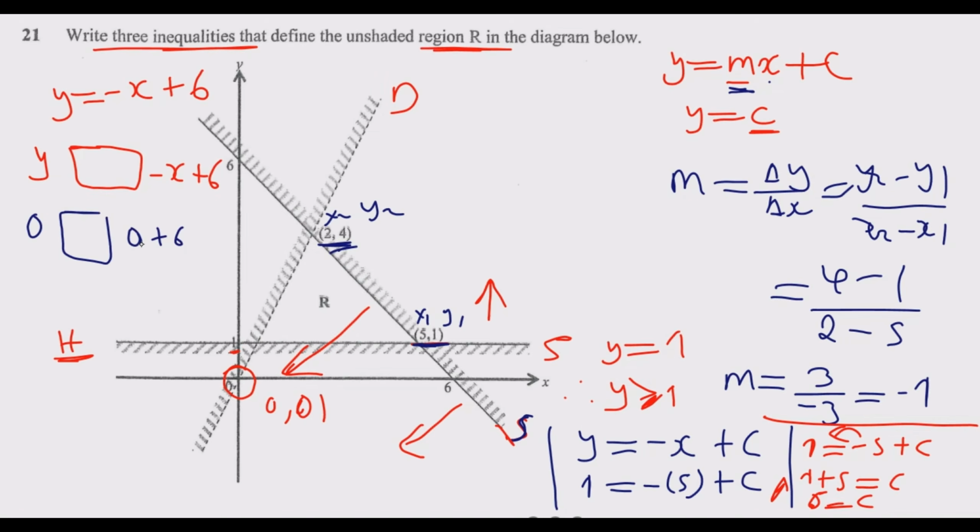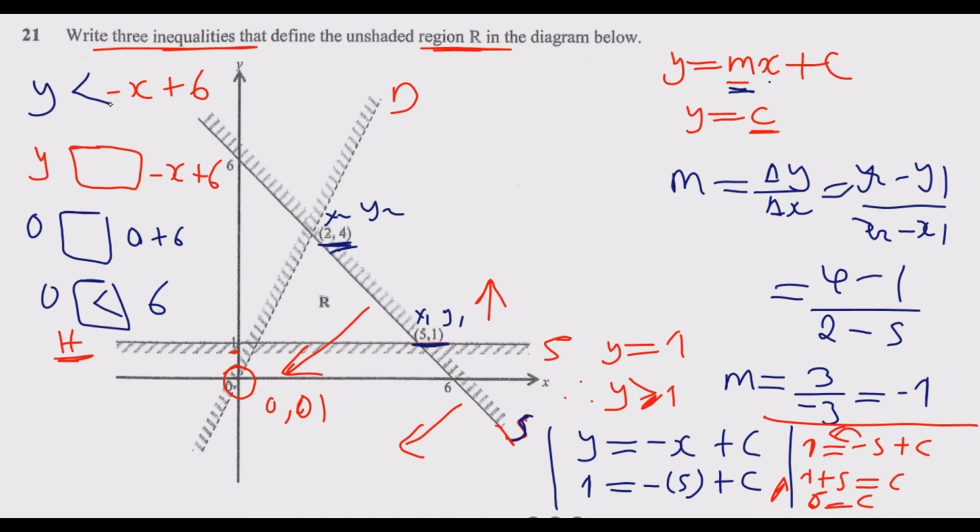So which one is bigger here? You know that 0 is less than 6. So the less than is the symbol that we put there. So hence now this equation becomes an inequality by introducing the correct sign there. So y is less than negative x plus 6.